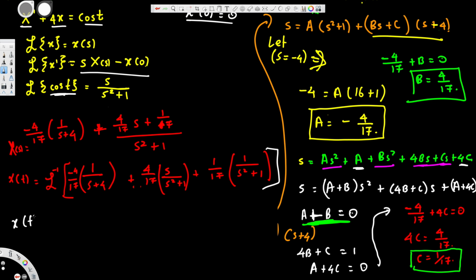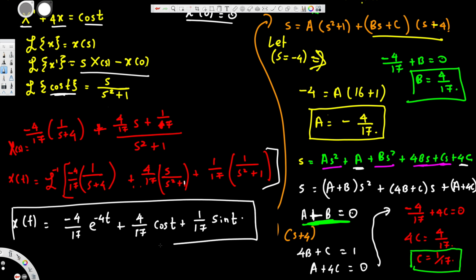X of t is going to be minus 4 over 17 e power negative 4t, and here we have 4 over 17 cos bt. B is 1 right here, so this is going to be just cos t, and plus 1 over 17. Since we have b over s square plus b square, this is going to be sine bt, and b is 1, so this is going to be just sine t. Okay, and that's it. This is our general solution of this differential equation.